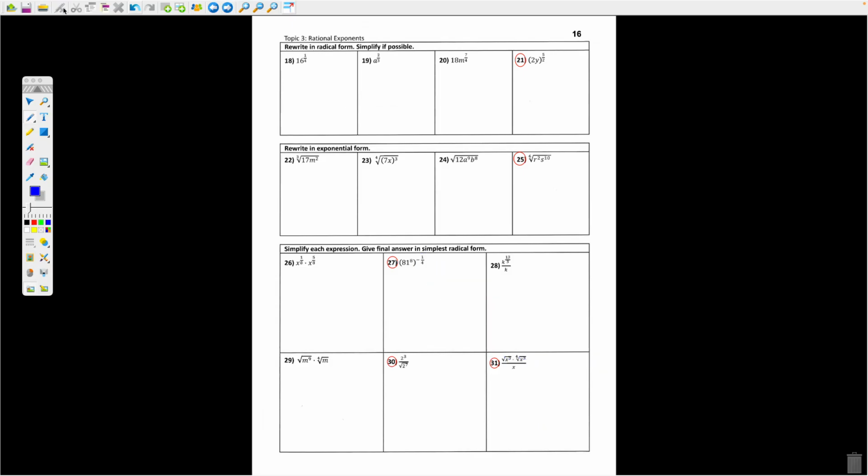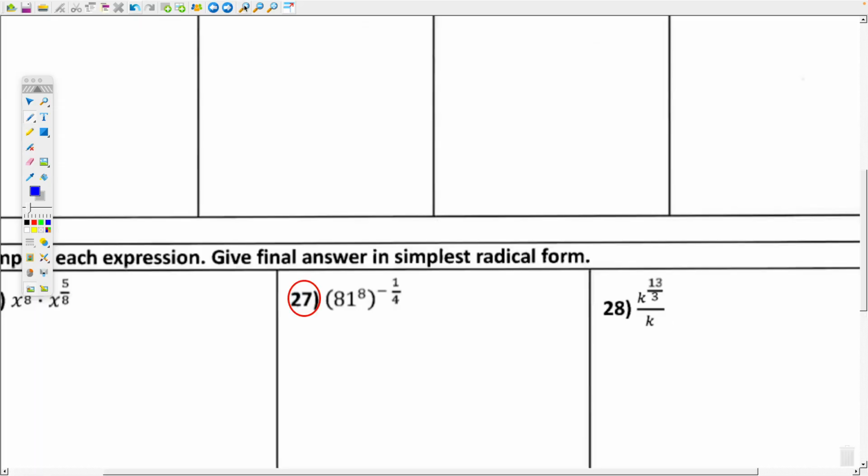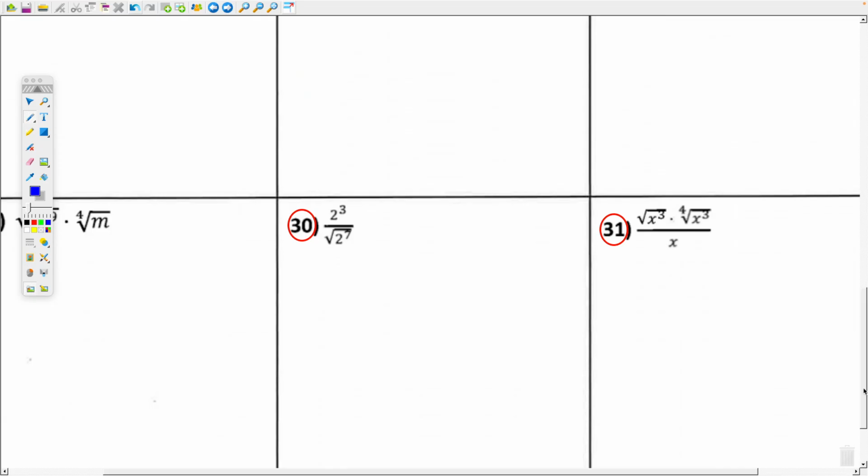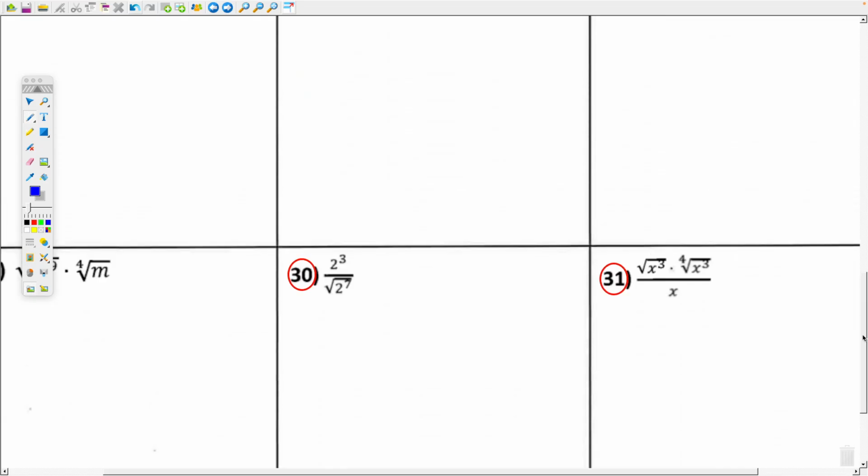So this is basically where the other class left off. We did not have time for all of them, so I let them choose between 27, 30, and 31. They picked 27 and 31, but we won't have time. So let's just do 27. 30 is easy, I promise you. It looks difficult, but 30 is easy.